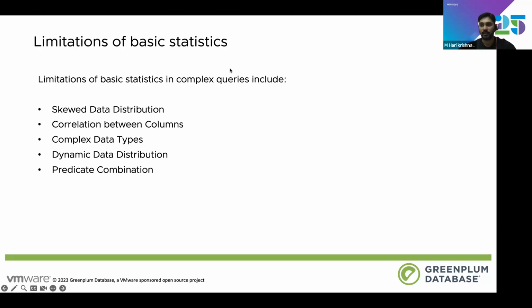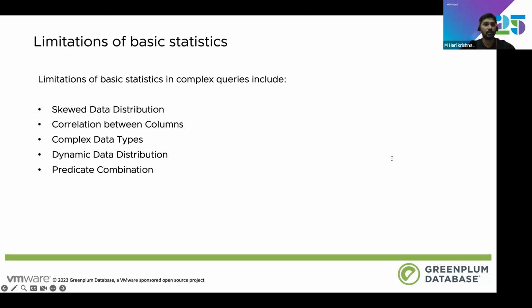And there are limitations with the basic statistics, and that is why we need extended statistics. One limitation is skewed data distribution. The basic statistics may not accurately capture the distribution of data in columns with skewed or uniform data distributions. For example, if a column has a few values that occur very frequently and most values that occur very infrequently, the basic statistics may not accurately represent the true distribution. This can result in inaccurate cardinality estimates and suboptimal query execution plans.